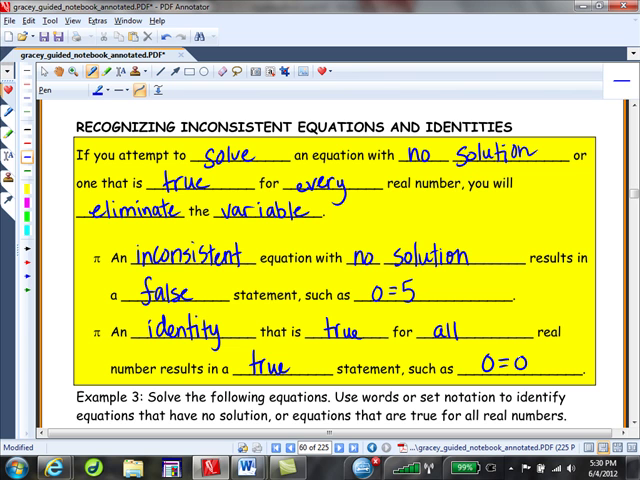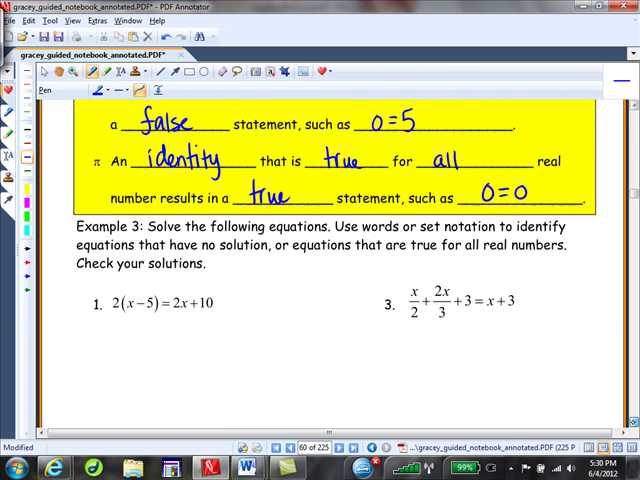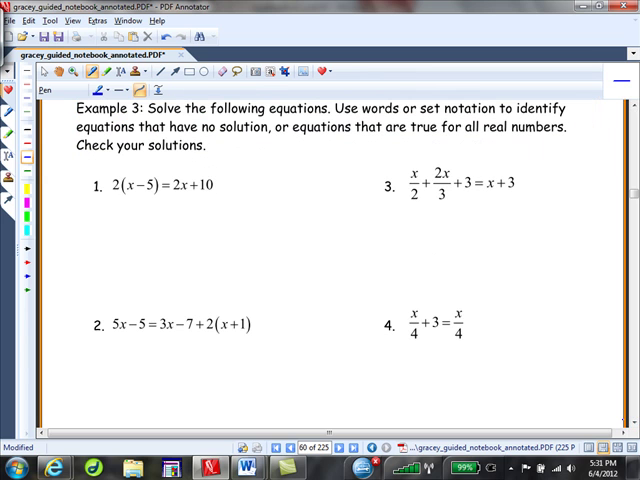So let's check it out. Example 3. Why don't you guys, well, we'll just do them together. If you'd like to pause the movie and work on them on your own, that's totally fine. So here you see we need to use our distributive law. So we'll get 2 times x minus 2 times 5 equals 2x plus 10. This is the result of the distributive property. Then this gives us 2x minus 10 is equal to 2x plus 10.